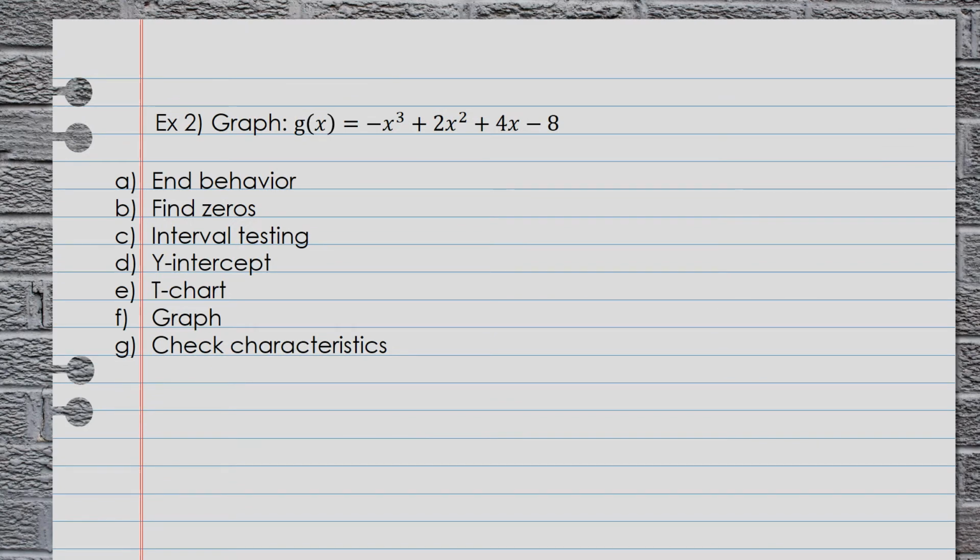Example number 2, it says graph. We have g of x equals -x to the third plus 2x squared plus 4x minus 8. We know this is a function because we see function notation, and we want to identify the domain. Now notice there's no fractions, no radicals, which means the domain is all real numbers or -infinity to +infinity.